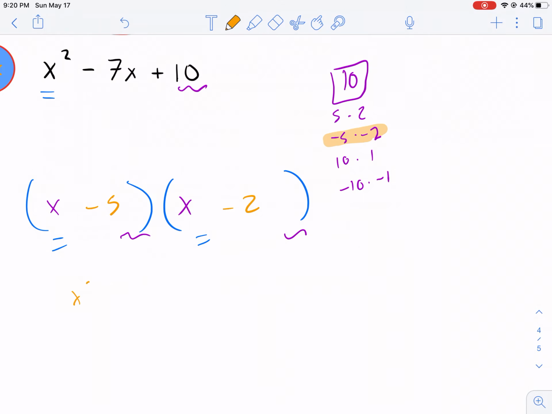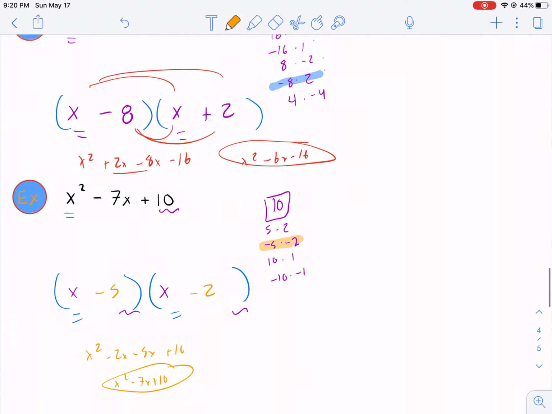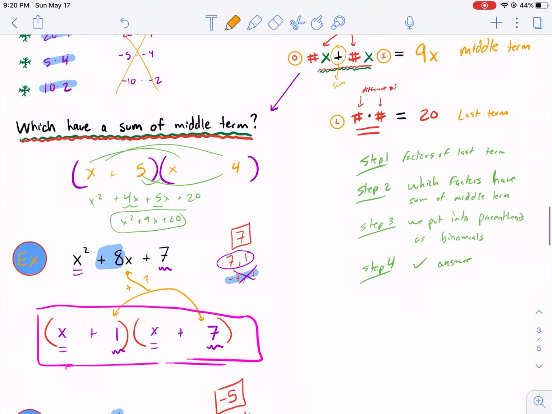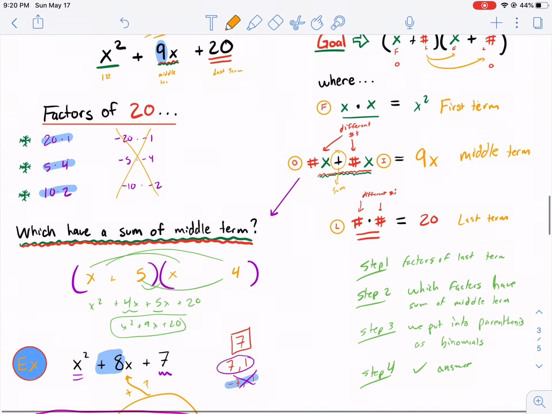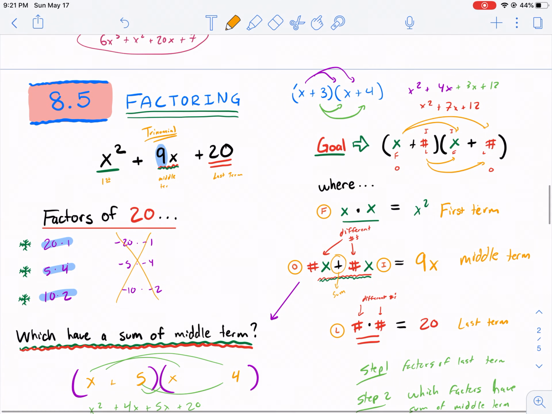I'm going to check it real quick. X squared minus 2x minus 5x plus 10. X squared minus 7x plus 10. There you go. This was a whirlwind of a lesson, I know. I hope this is helpful. At least consider this. These are all for when there's not a greatest common factor among three terms.